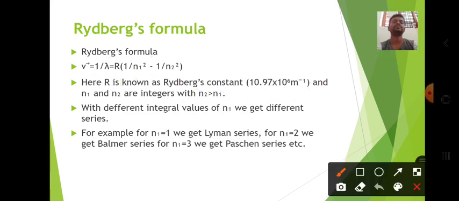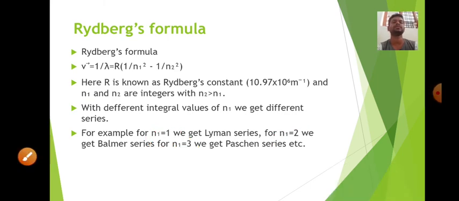And with different integral values of n1, we get different series. If n1 is equal to 1, that is the Lyman series. n1 equal to 2 is the Balmer series. 3 is Paschen, 4 is Brackett, 5 is the Pfund series. Like this, these are the series.